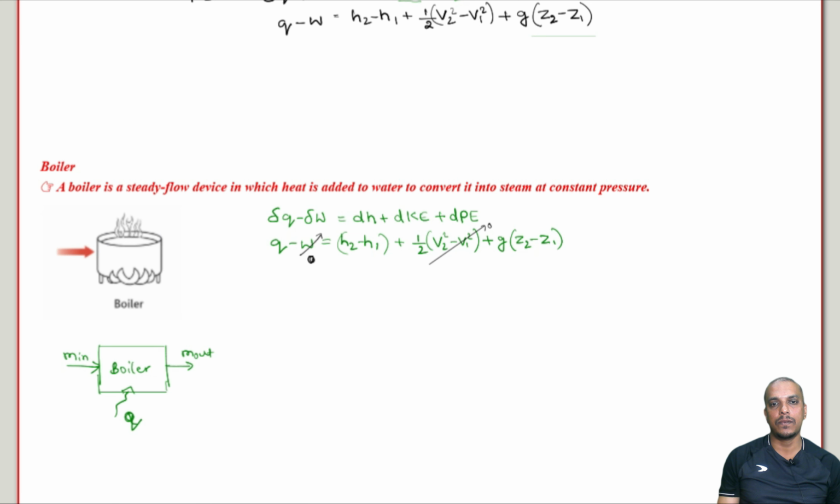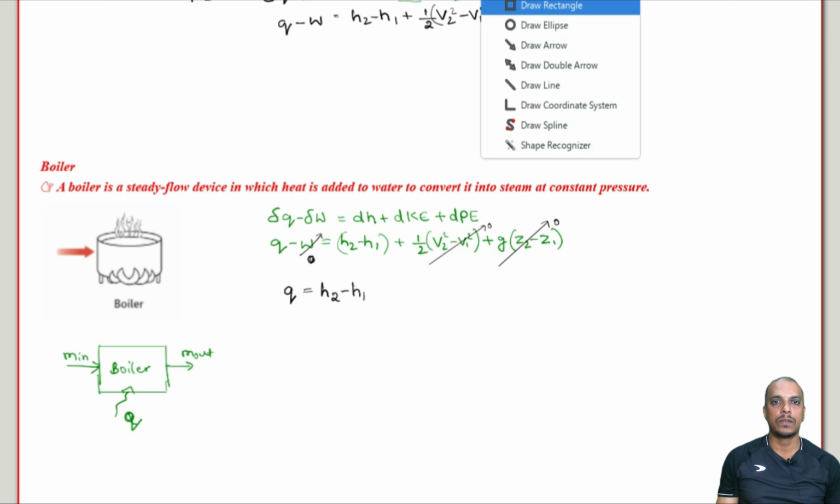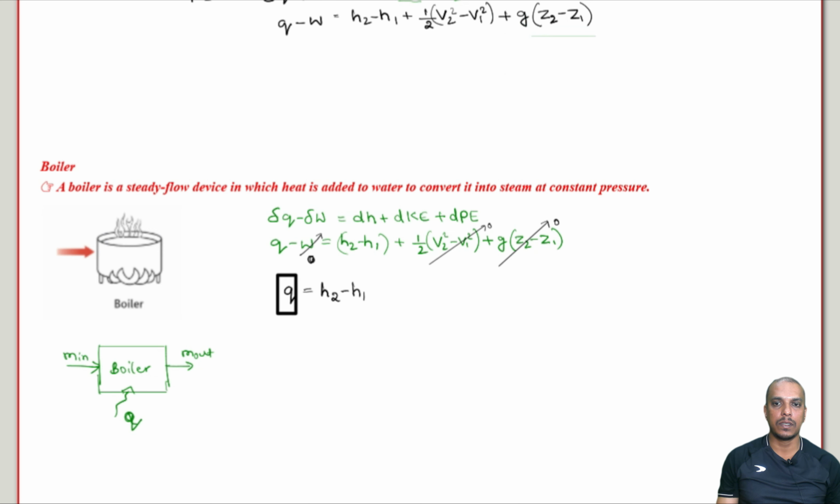And Z2 and Z1 are the heights from the reference point at the inlet and outlet. Compared to the other energy transfers, even if there is a small difference in height, this will be generally negligible. Or we can say the inlet and outlet both are at the same level. The moment Z2 is equal to Z1, this will also become 0. Therefore, the heat transfer in a boiler is given by H2 minus H1. So, this is a simple equation which we can reduce to.